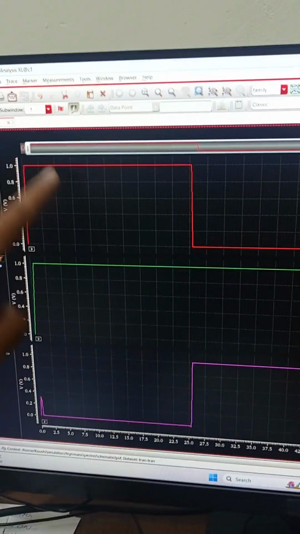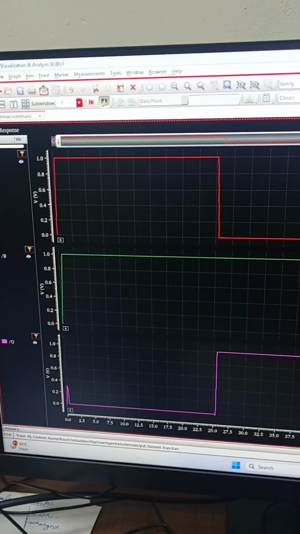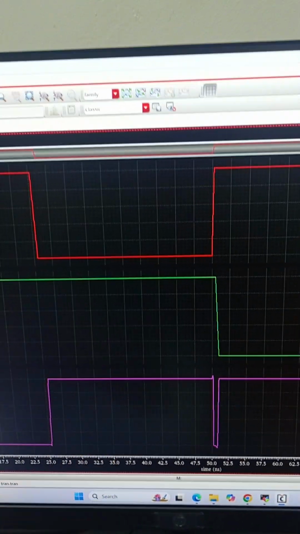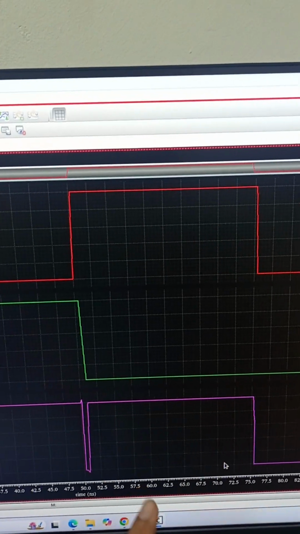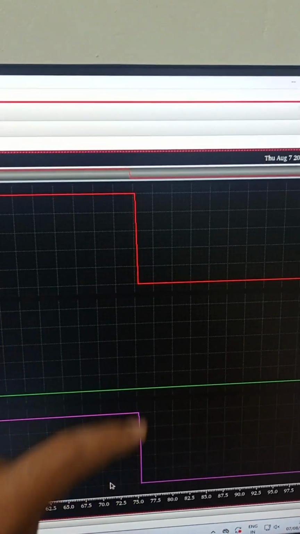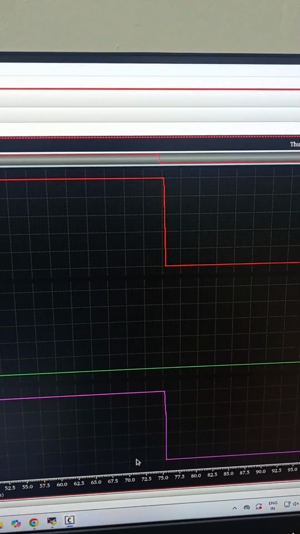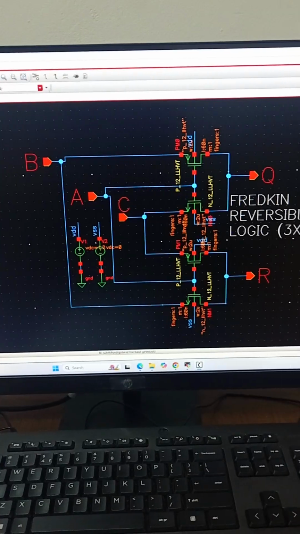Here we can see that when A and B are both 1, the output Q is equal to 0. When A is 0 and B is 1, the output is equal to 1. When A is 1 and B is 0, the output is equal to 1. And again, when both A and B are 0, the output is equal to 0. So this is called the Feynman reversible logic gate.